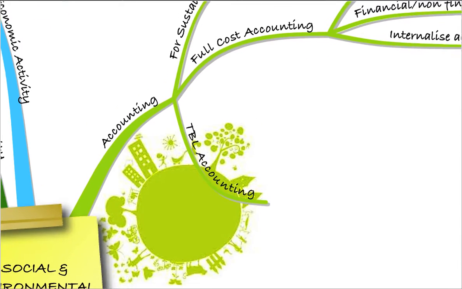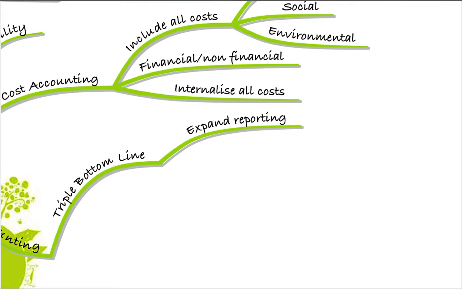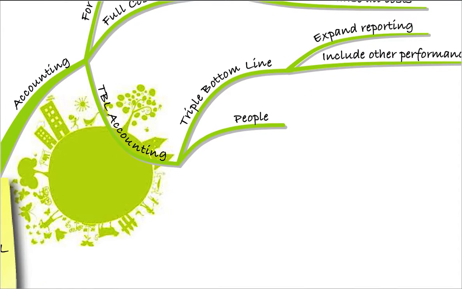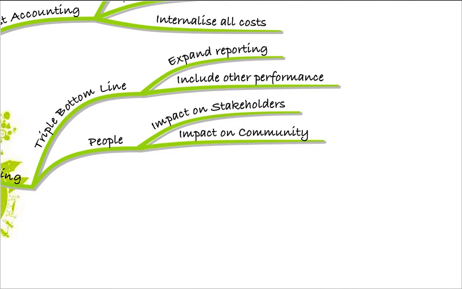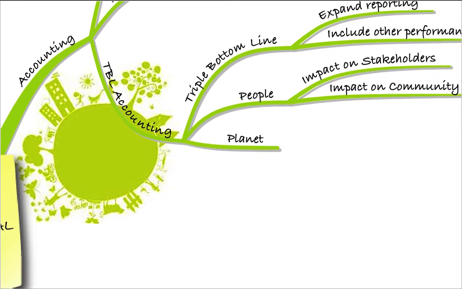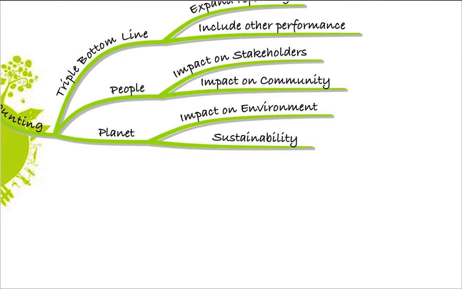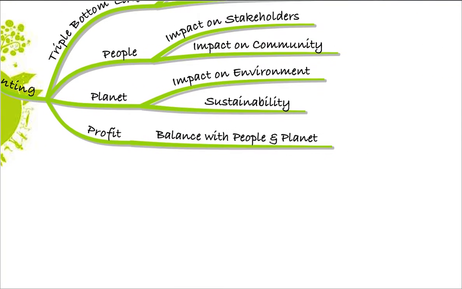We also talked about TBL accounting, which is triple bottom line, which expands the reporting to include other performance. So it focuses on people, the impact that the business has on stakeholders and the impact on the community. It also looks at planet, which is the impact on the environment and whether it's sustainable or not. And lastly, talks about profit, and that's the balance of profit with the other two, the people and the planet.